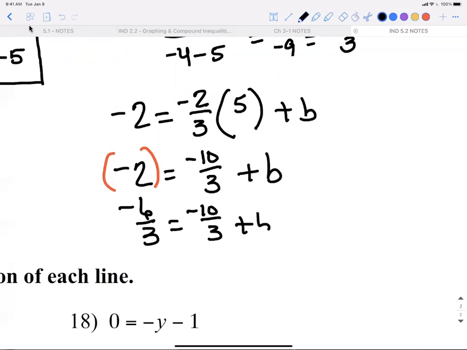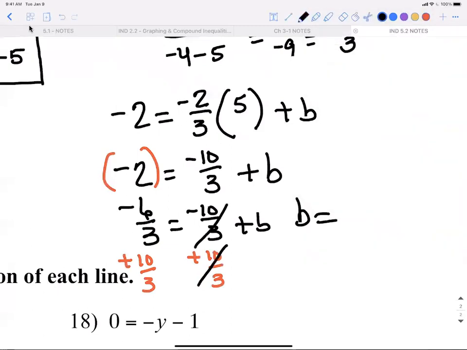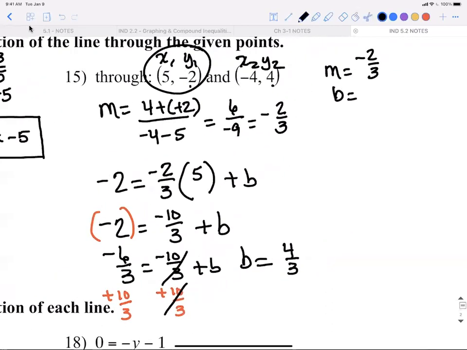-10/3 plus b. Now, when I add 10/3 and I add 10/3, I can get my b. B equals, okay, that's gone. -6 plus 10 is +4/3. Okay, that's my b. It looks ugly, but that's okay. 4/3 is my b. So my equation is y equals my m, generic x, plus 4/3.